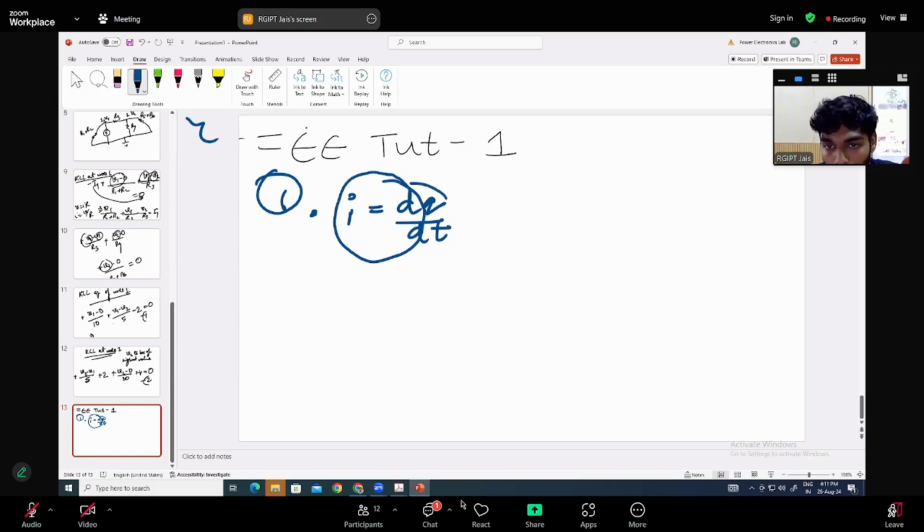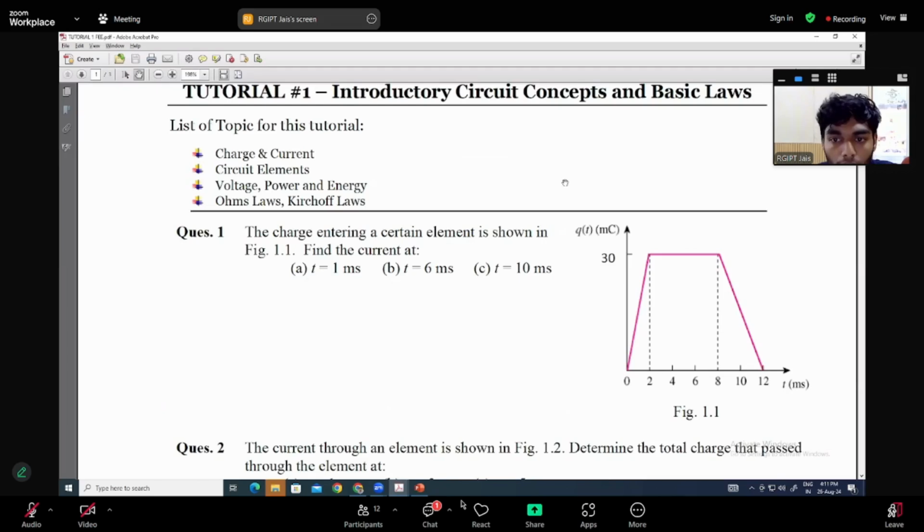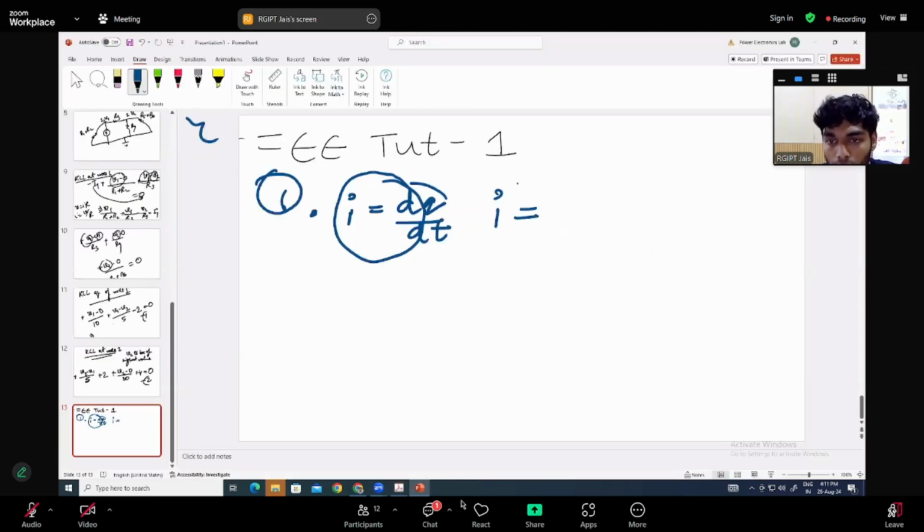Here we have current equals the change in slope: 30 minus 0 divided by 2 minus 0. 30 divided by 2 is 15. 15 ampere is the current passing through the specific element at time t equals 1 millisecond.